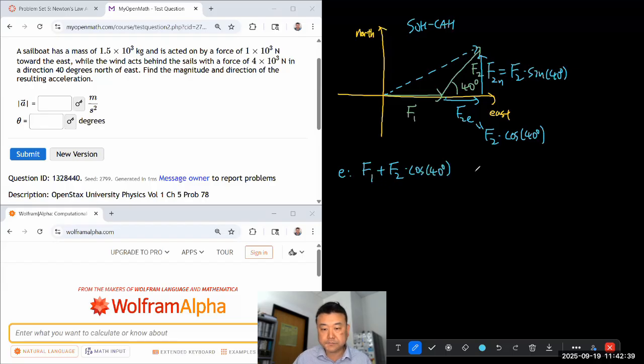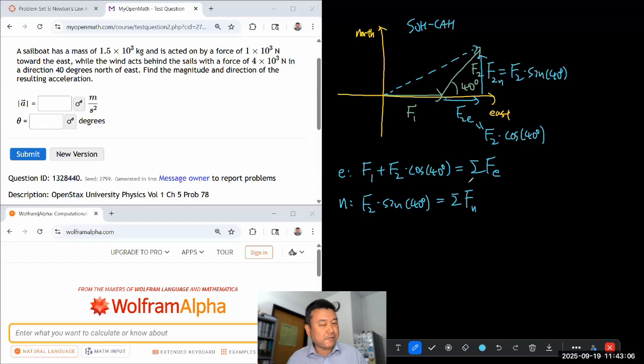I'll get some number. So let me call this the net force in the eastern direction. And the northern component is just, from the first two, F2 times the sine of 40 degrees. Let me call that the net force in the northern direction. I'm not writing down numbers because I can keep all those numbers in Wolfram Alpha and never have to copy numbers with significant figures and not deal with potential rounding errors. So I'll have this number, I'll have this number.